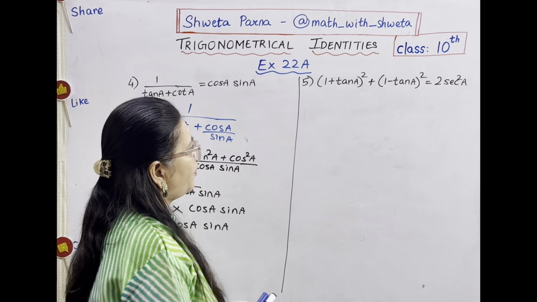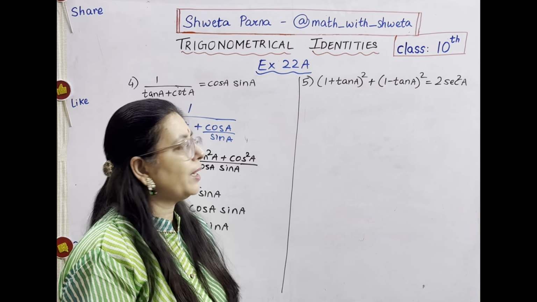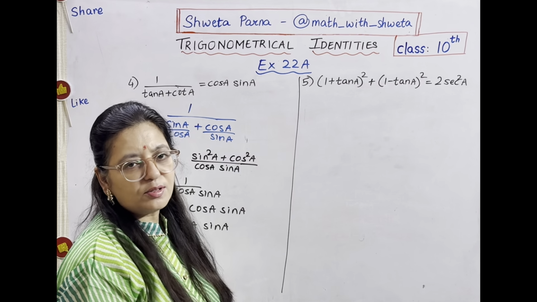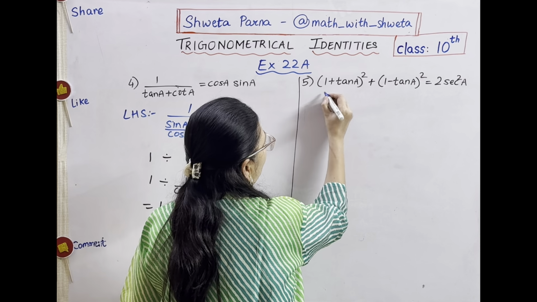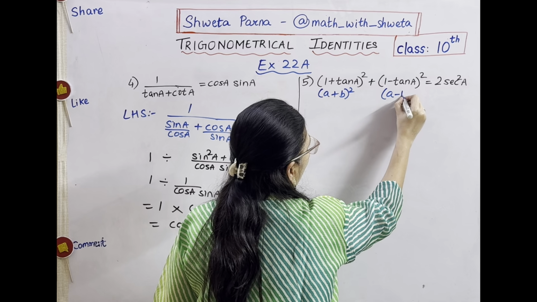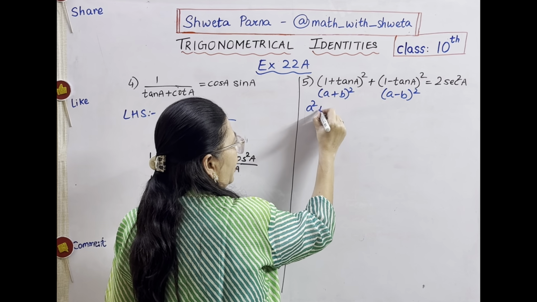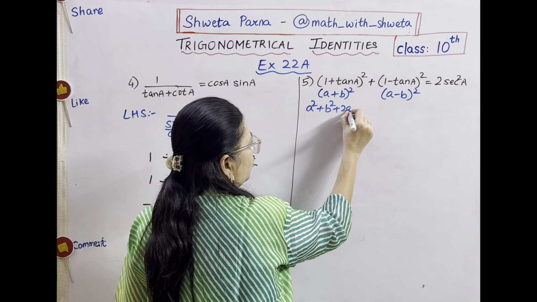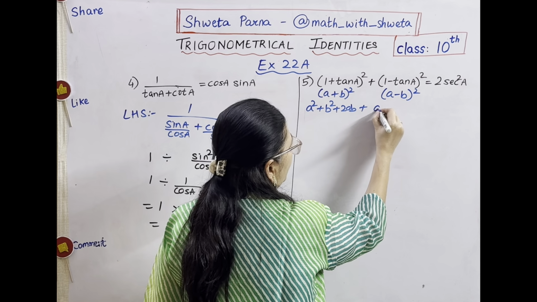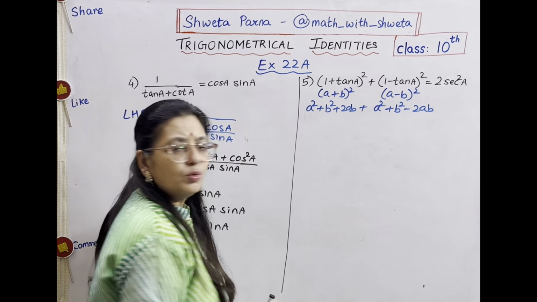Let's solve question number 5. Left hand side is (1 plus tan A) the whole square plus (1 minus tan A) the whole square. Children, there are different ways to solve it. I'll solve it using identity. This is of the form (a plus b) the whole square, and this is of the form (a minus b) the whole square. What is (a plus b) the whole square? a square plus b square plus 2ab. What is (a minus b) the whole square? It is a square plus b square minus 2ab.